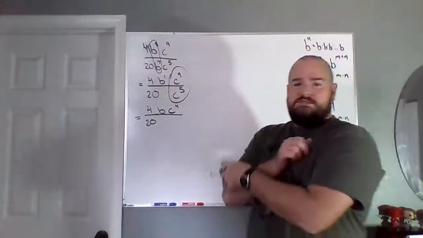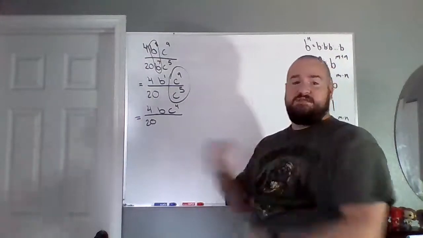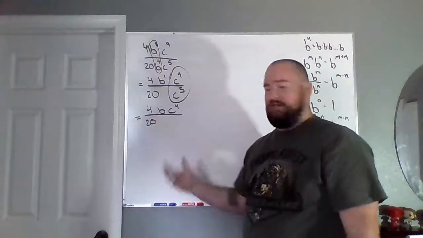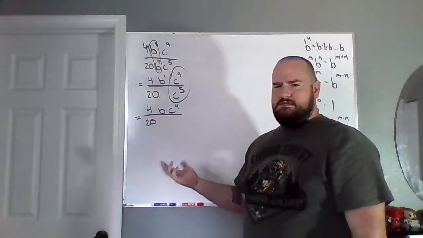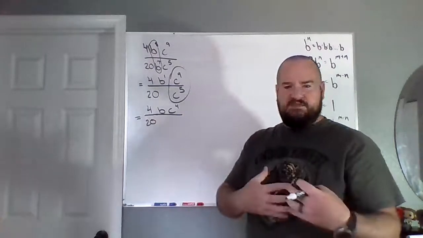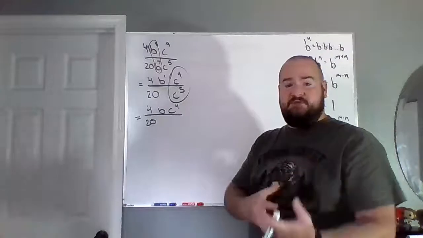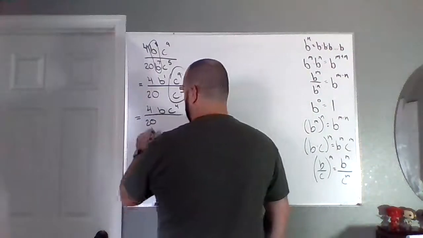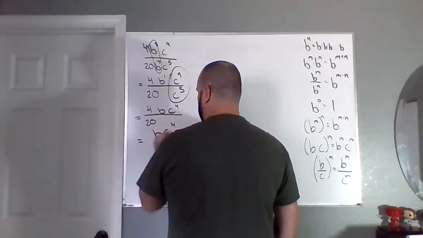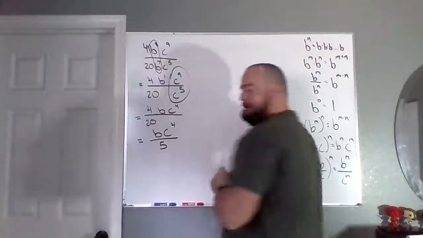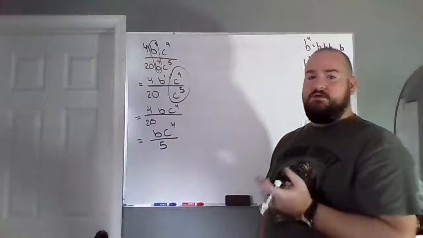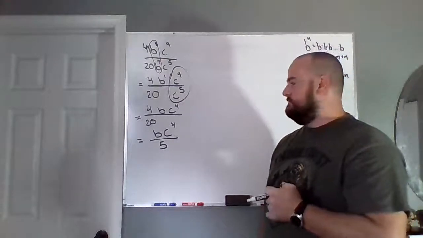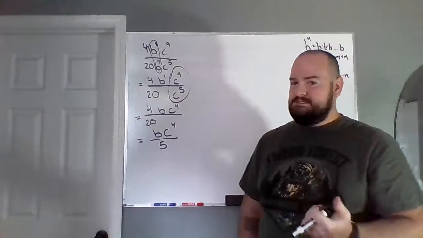Okay. So now, the last thing I have to do is calculate my numeric value. So what's 4 divided by 20? Well, that doesn't work in a whole number sense, but it gives us a nice fraction. We can simplify that. And what we end up with is 1/5. So our final answer is b times c to the 4th over 5. Okay? That's it. It's pretty easy.